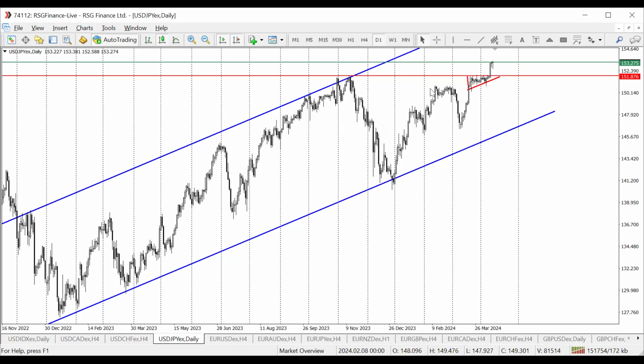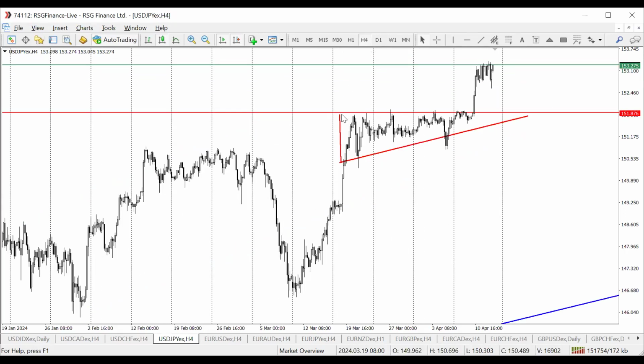1, 2, 3, 4, 5. This is the 6th month. And before it broke out, it tested it for how many weeks? 1, 2, 3. This is the 4th week. At the 4th week, we had this aggressive breakout.